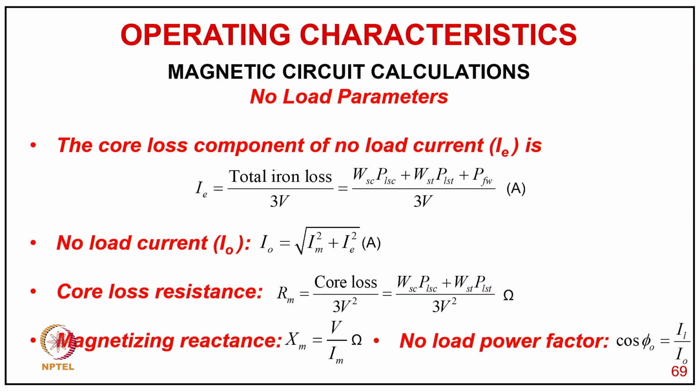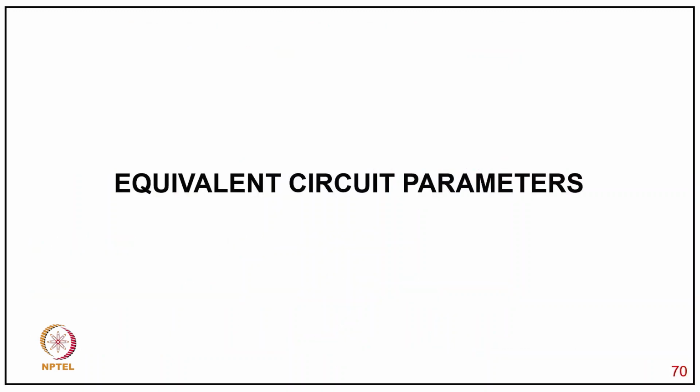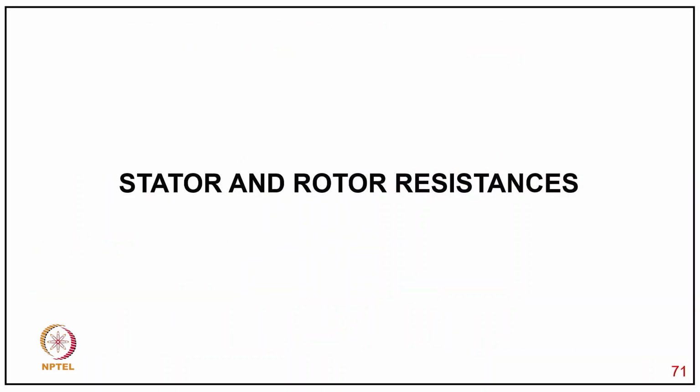So that's about the shunt branch parameters. We got them from the core loss and the magnetizing current. And coming to the other equivalent circuit parameters, typically the stator and rotor resistances.